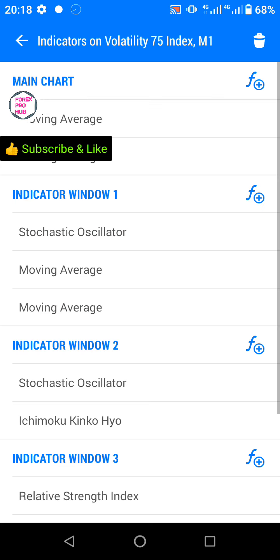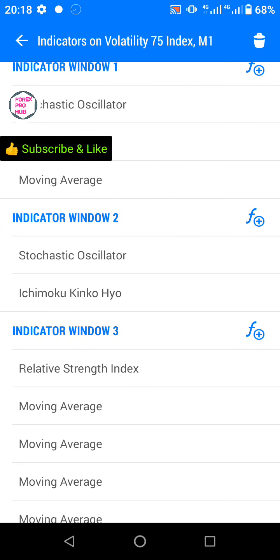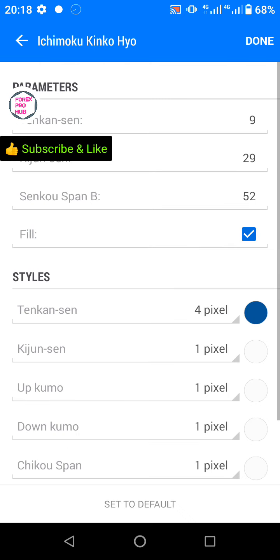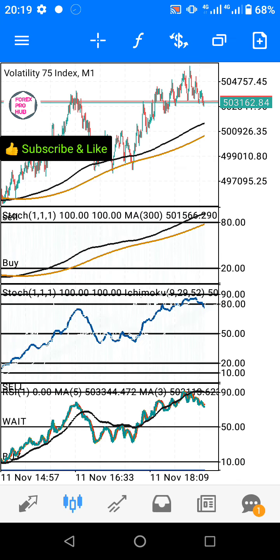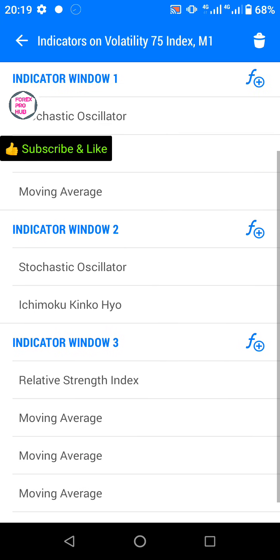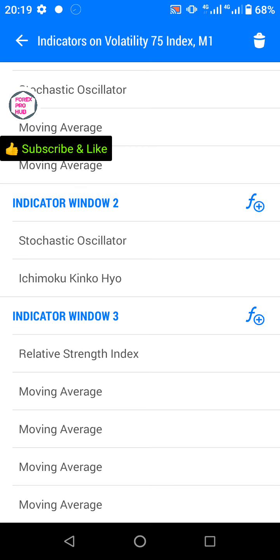Now, still on indicator window 2, you have Ichimoku. Ichimoku is 9, 26, 52, and then the first style is 4 pixel with colored blue. Others are 1 pixel with the color of your screen charts, and then you click done. Now we are done with indicator window 2. Now let's move to indicator window 3.